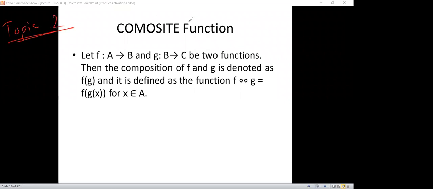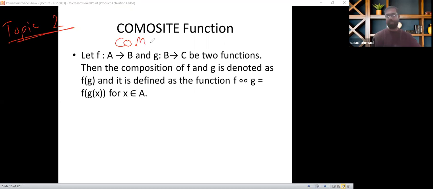You missed a P right there. It says composite function. Sorry, it's a spelling mistake. Thank you for correcting. It's composite functions. I missed the P, sorry. Composite functions.